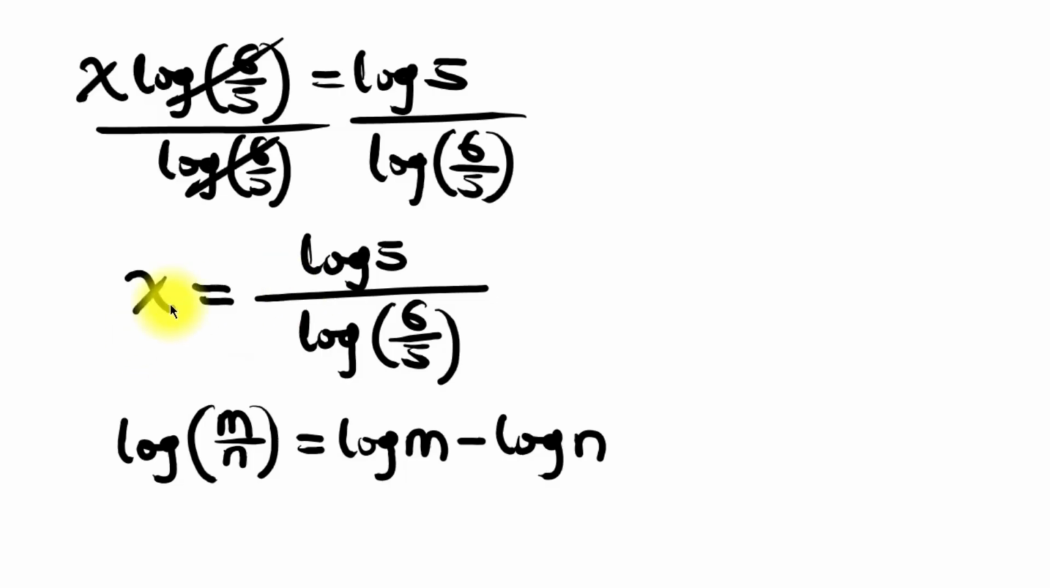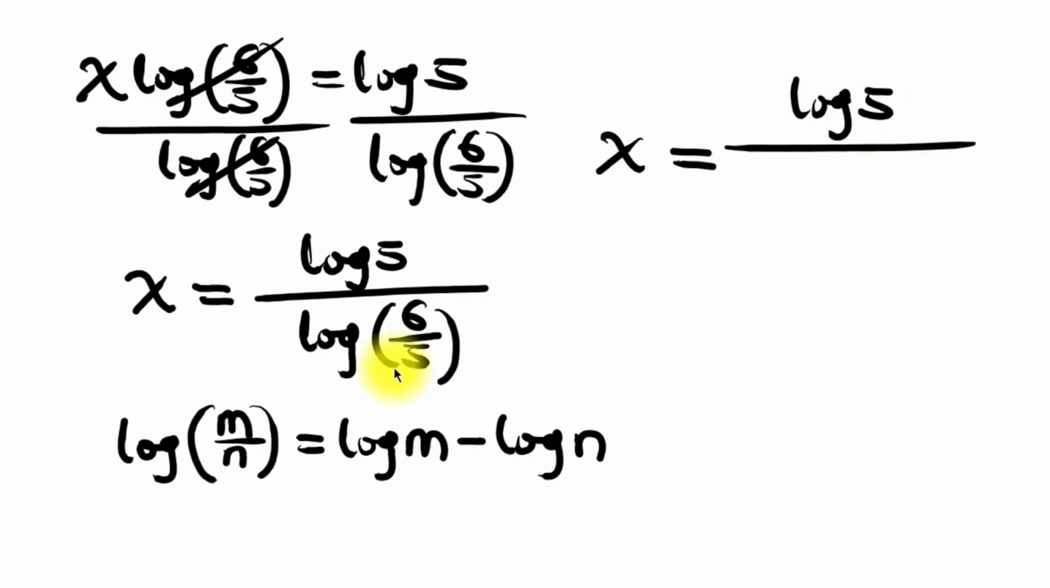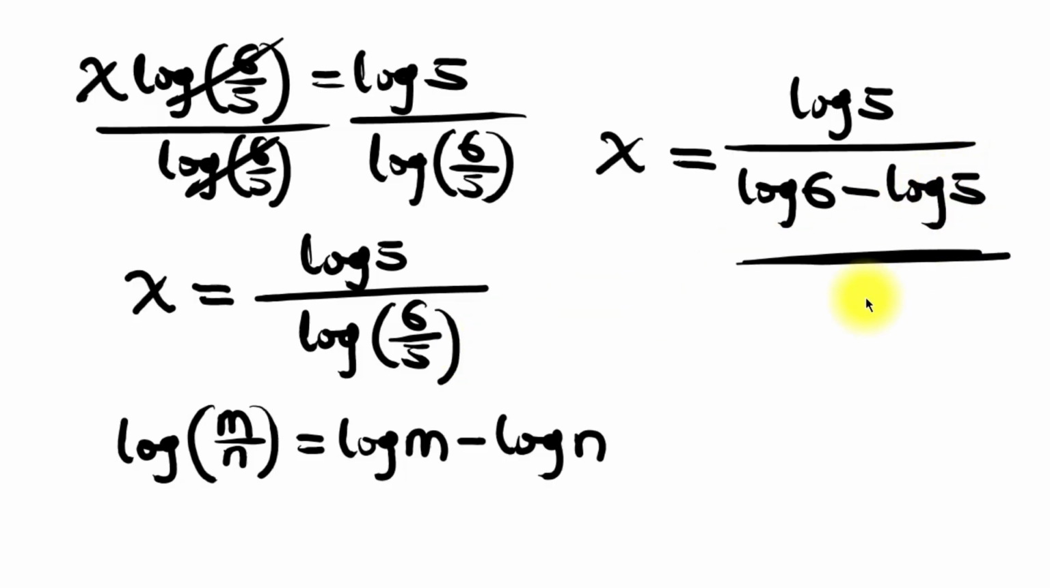So let's write this like this. Our final answer now becomes x equal to log 5 all over, and the denominator now becomes the log of 6 minus the log of 5. Very good. And this becomes our final answer.